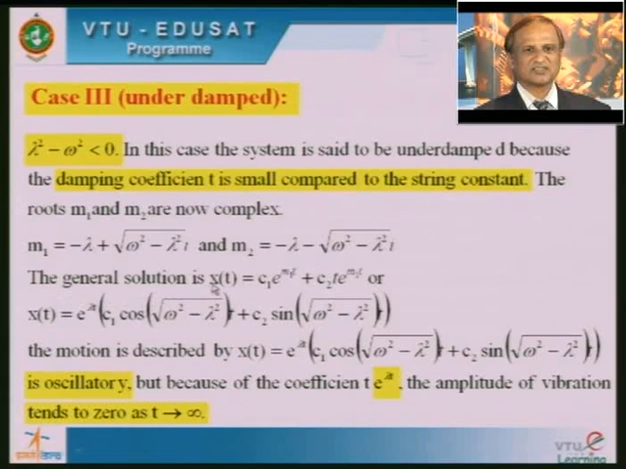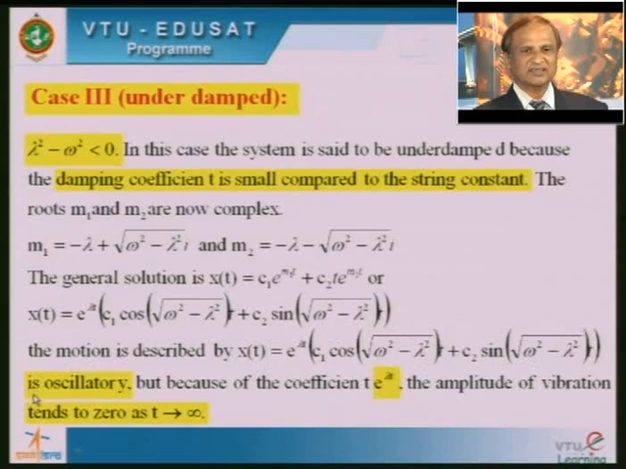Is it clear? The general solution is x of t is equal to c1 e to the power m1 t plus c2 e to the power m2 t. Here the roots are complex. We can write it in this form: e to the power minus lambda t into c1 cos of square root of omega square minus lambda square into t plus c2 into sine of square root of omega square minus lambda square into t. Is it clear? The motion can be described by using this equation.